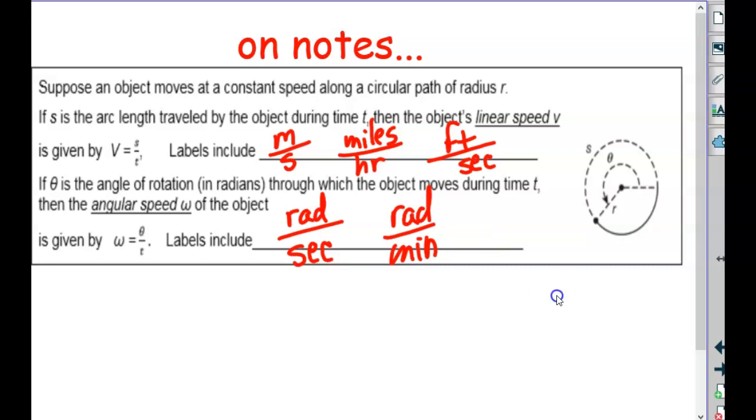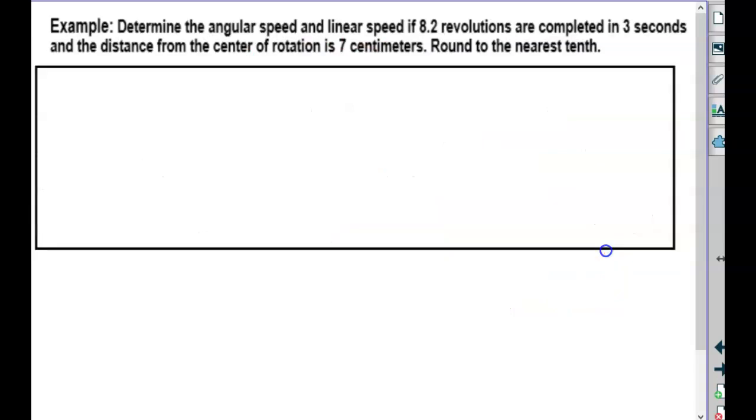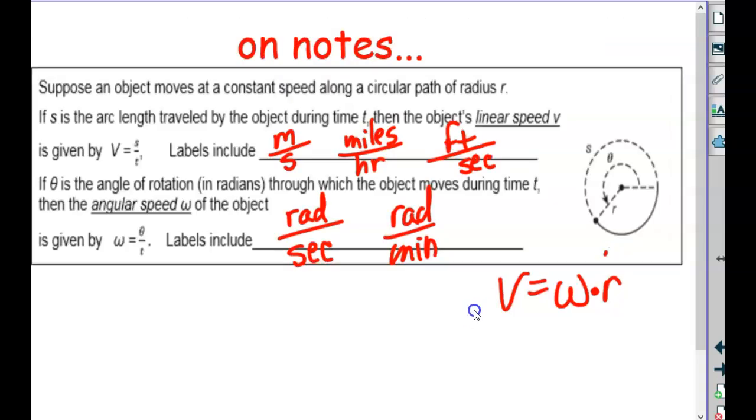The other formula that converts between the two is the linear speed is the angular speed times the radius. I don't know if that's coming up on another slide here, but you might want to write that one down. You know the angular speed, if you multiply by the radius, you'll get the linear speed. All right.